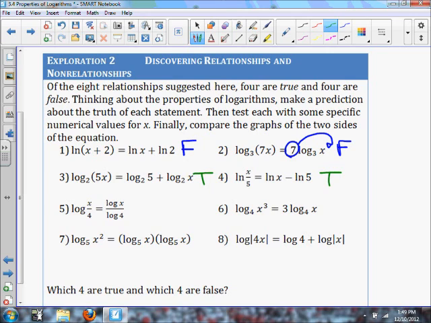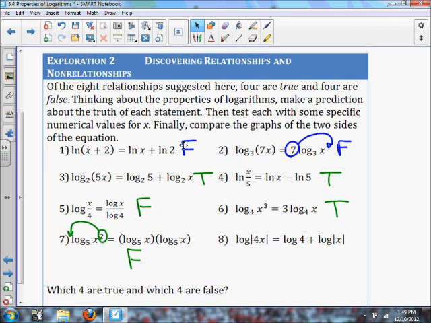And the fifth one is not true at all. That is not one of our properties. The sixth one is a property. We're bringing the power out front. The seventh one, this is log of x squared to the base 2. Again, we would simply bring this here. So this is false. And the last one would be true. And if you count them up, we've got 4 true and 4 false.